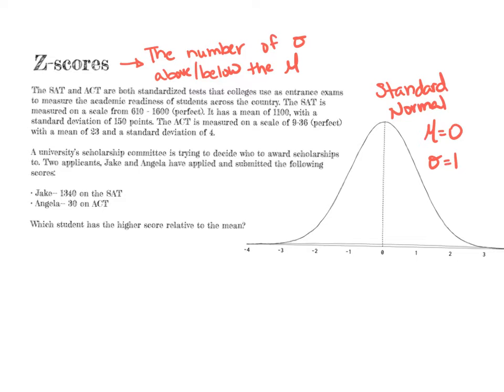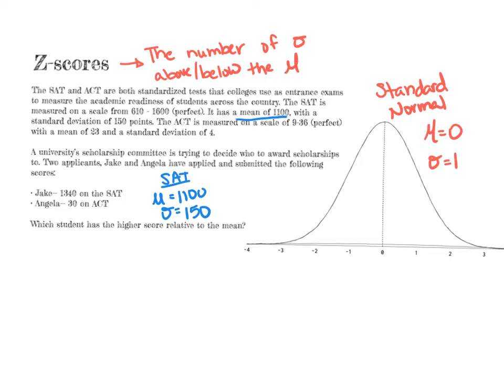And here's why we need it. We look at this example where we talk about the SAT and the ACT, and we try to compare the scores as they are. Remember, you have two applicants, Jake and Angela. Jake scored a 1340, and the mean of the SAT, mu, was equal to 1100, as it says up here in the problem. And the standard deviation, sigma, was equal to 150.